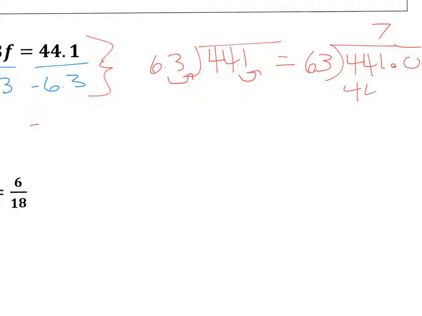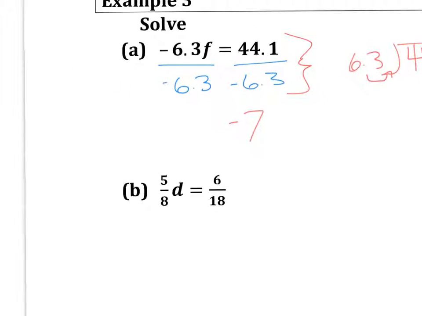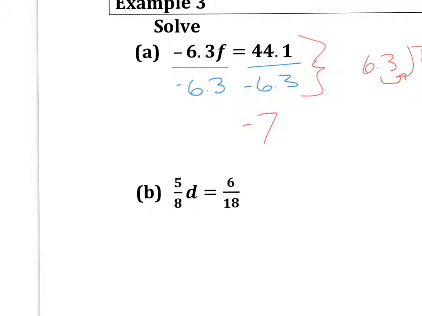We get the 441. We subtract and get our remainder of 0, which leads us to our answer over here being -7. Don't forget that you had that negative sign. So coming back to our equation, these cancel and you're left with f equals -7.